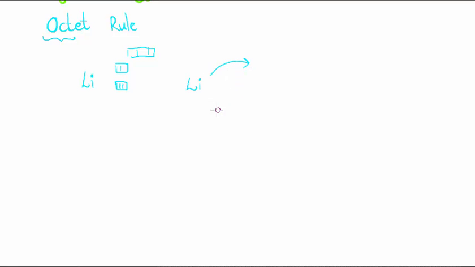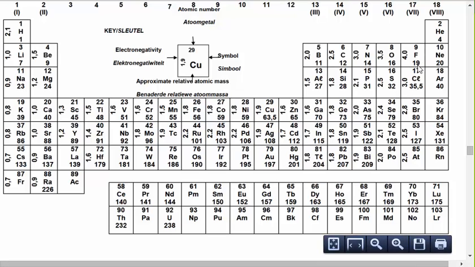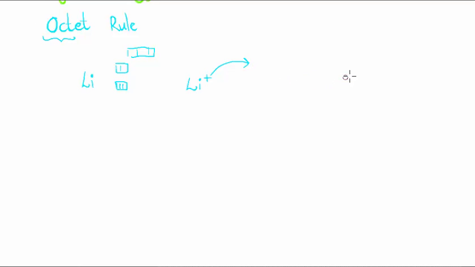If he gives away his electron, what does he become? What did we call him? A cation. He becomes positive because now he's got more protons than electrons. Now let's look at something that will gladly take his electron. Fluorine. Fluorine looks like this.